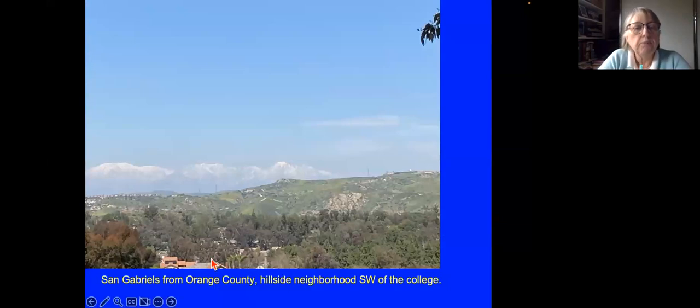And this is from a neighborhood by my college. So I went up a hill and this was taken about a month ago. So these are the San Gabriel Mountains from Orange County. This is Mount Baldy. And basically Wrightwood is back there. And you can't see Wright Mountain because you've got Pine Mountain in front of it from here. But this is kind of my farewell photo.